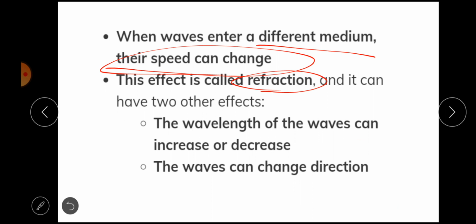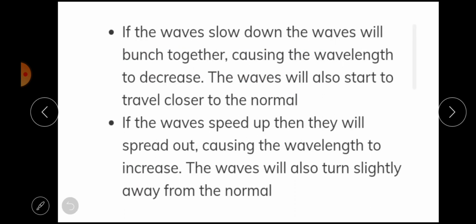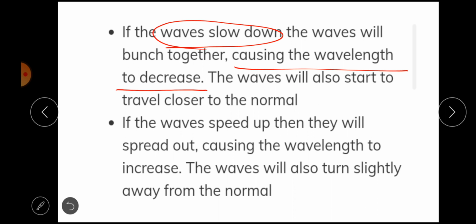And it has two other effects. First of all, the wavelength of the waves can increase or decrease. Secondly, the wave can change its direction. So we are going to look at when it increases and when it decreases. If the waves slow down, the waves will bunch together, causing the wavelength to decrease. When does the wavelength decrease? That is when the wave speed has been reduced, or when the wave slows down. That causes the wavelength to be smaller.